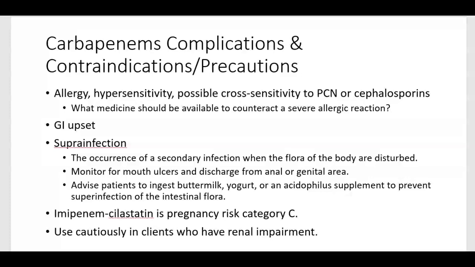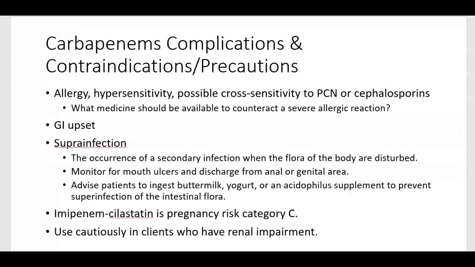Other complications include GI upset, nausea, vomiting, and diarrhea. We want to watch for those manifestations and notify the provider if they occur, as well as monitor I's and O's. Also looking for superinfections. We want to monitor for indications of colitis, such as diarrhea. Other superinfections include oral thrush, which is a yeast infection in the mouth, as well as vaginal yeast infections.